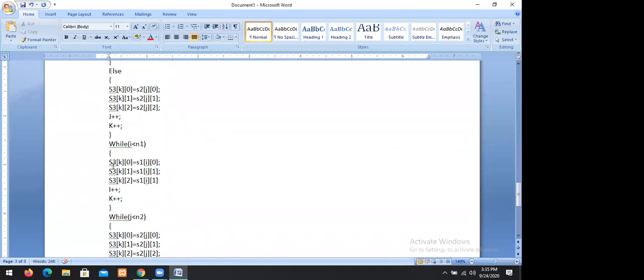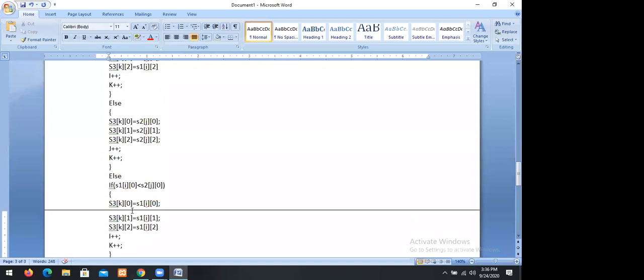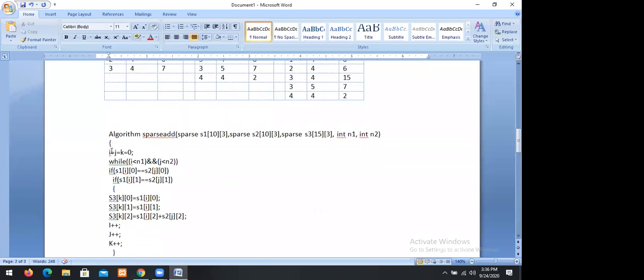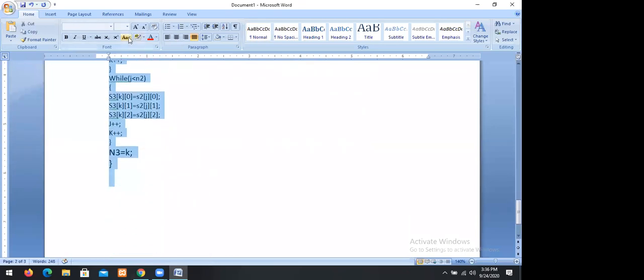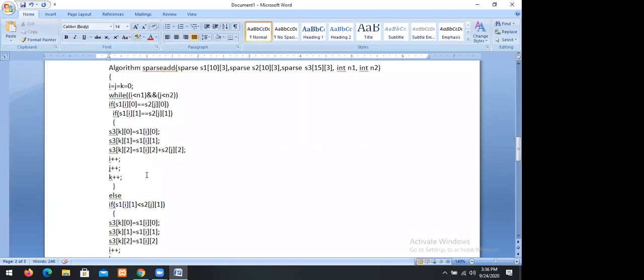Sometimes the first matrix has some rows and the second matrix has some other rows. So if the first matrix has remaining rows, copy all its values to the result. If the second has remaining values, copy those values to the result. Finally, the resultant matrix size is K. So this is the process we are using to perform addition of two sparse matrices. This is the algorithm. Like this, we can write sparse matrix addition.